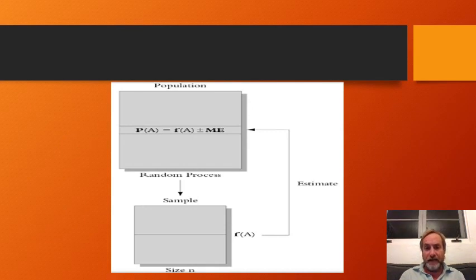Here's a diagram of how we work backwards. We've got our sample, the size of the sample is n, we find some relative frequency, and then we estimate backwards to the population. We say, given this relative frequency, we think that the probability of A in the population is the relative frequency we found in our sample plus or minus the margin of error.